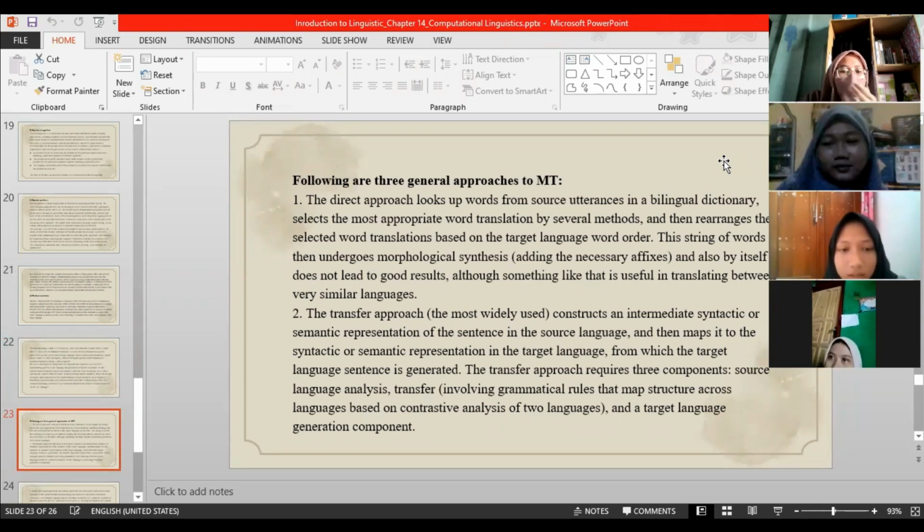And the second, the transfer approach, the most widely used, constructs an intermediate syntactic or semantic representation of the source sentence, tools that map structure across languages based on contrastive analysis of two languages, and a target language generation component.